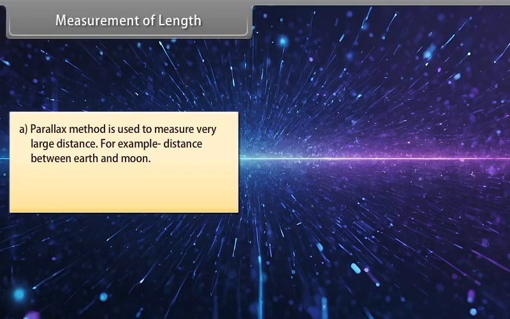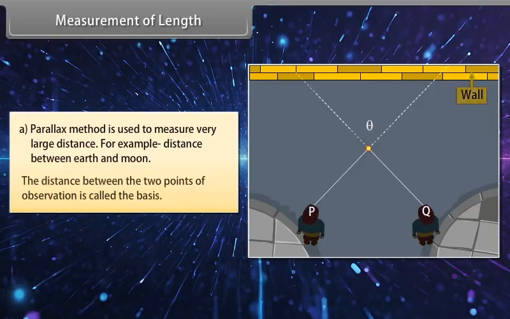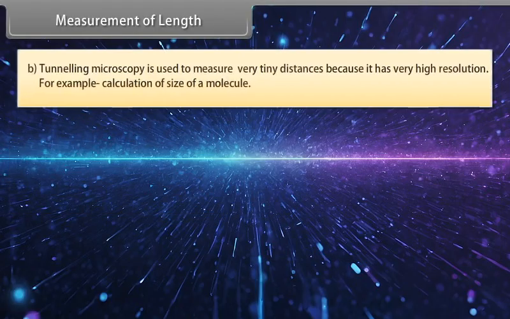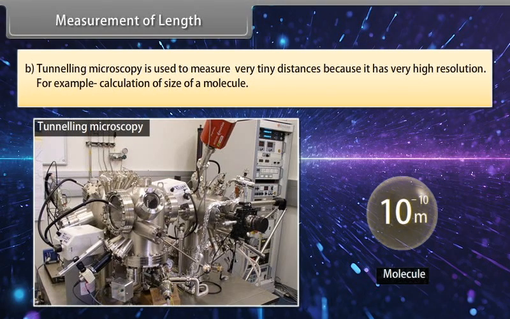Let us understand with an example. A girl is observing a rod against a wall from 2 different points P and Q. She notices that the position of the rod seems to change with respect to the wall. This is known as parallax. The distance between P and Q is called the basis. B. Tunneling microscopy is used to measure very tiny distances because it has very high resolution. For example, calculation of the size of a molecule.